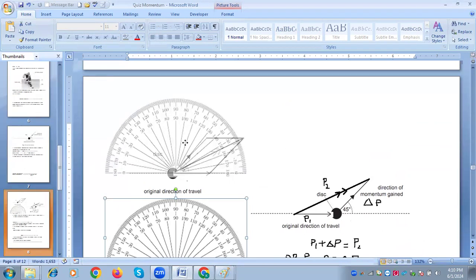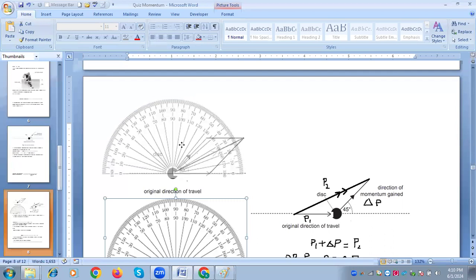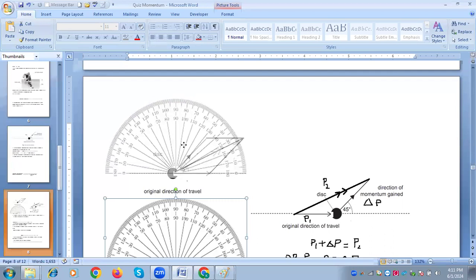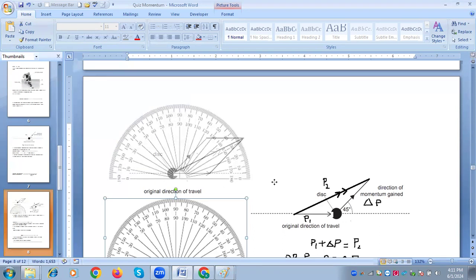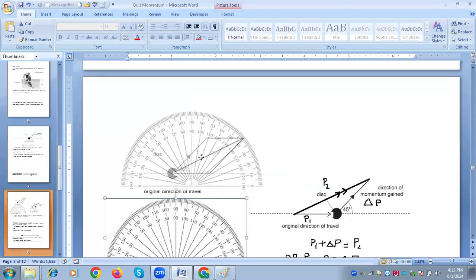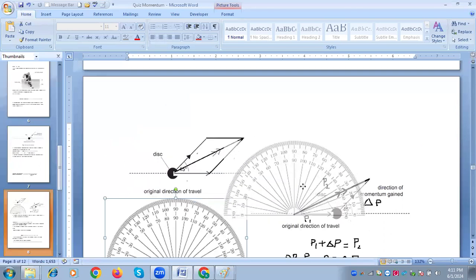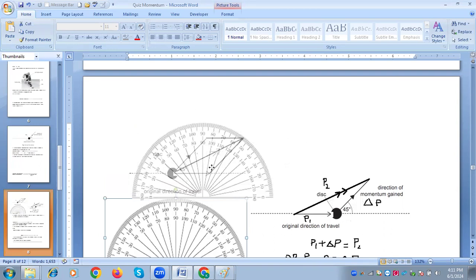So the initial direction is 45, it is right, according to the protractor, because I have reduced the size a little. But anyhow, its initial direction is between 40 and 50. Okay, so 45. And the resultant is drawn here and it's coming around 26. Okay, and this is drawn by the parallelogram method. And this is drawn by the head to tail rule.